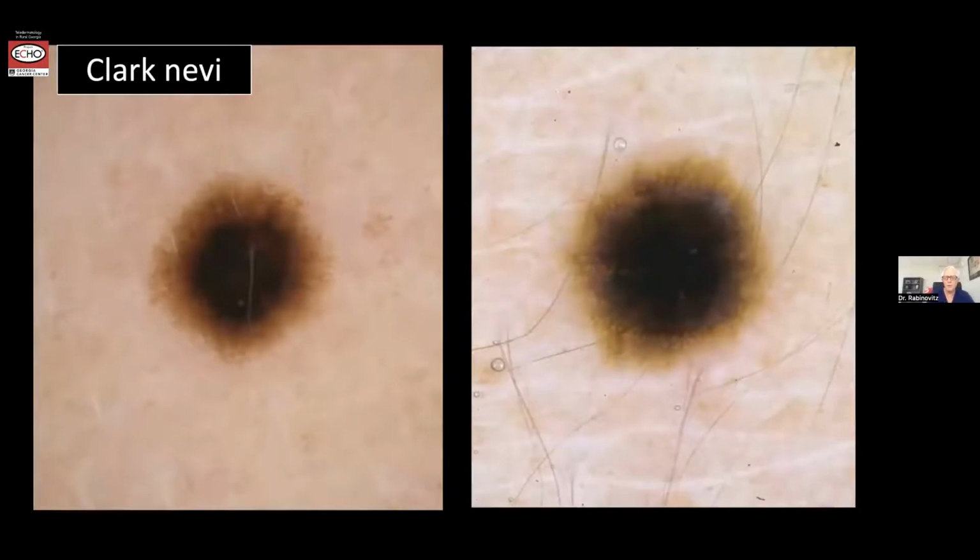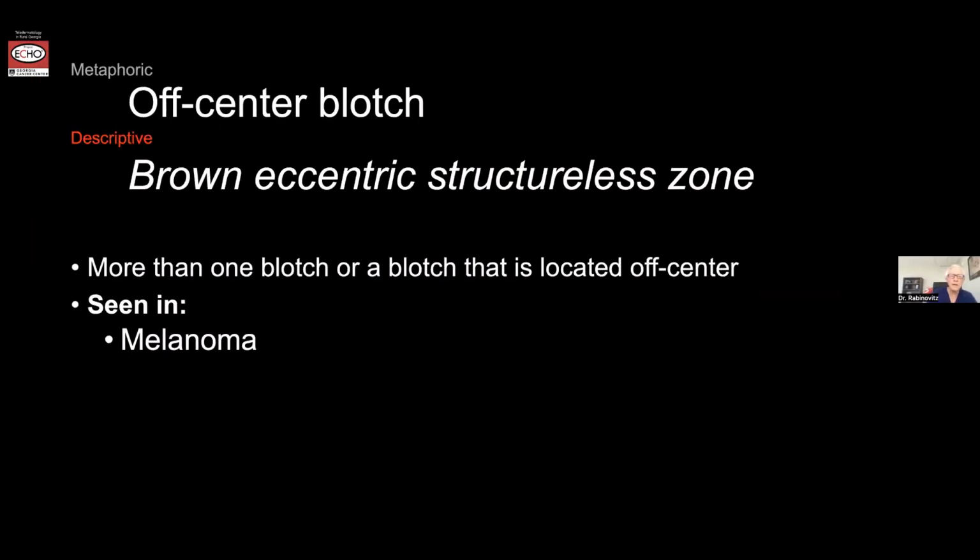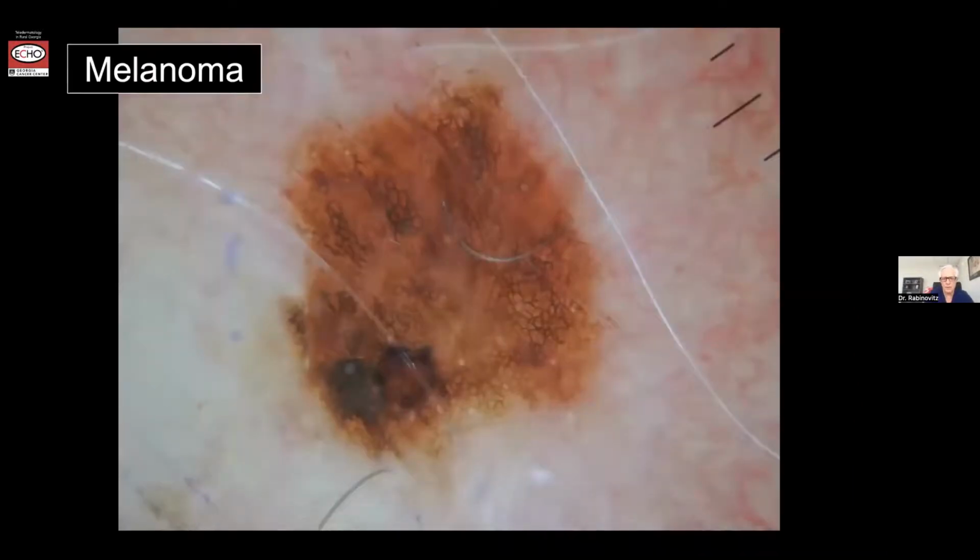Two more examples of Clark nevi or benign lesions, where you have this reticular homogeneous pattern with the central dark structureless area with the network at the periphery. Now you can have an off-center blotch or a brown eccentric structureless zone, and that's very important because when you see this, this is often seen with melanomas. It's often seen with melanomas in association with a congenital nevus. So here you can see this melanoma with this blotch at the periphery, this eccentric blotch.